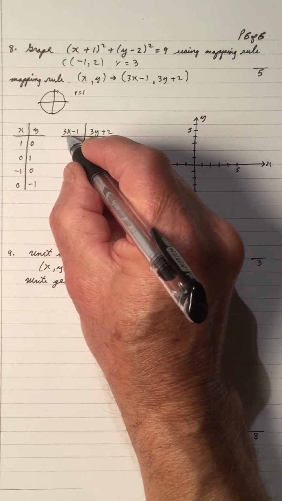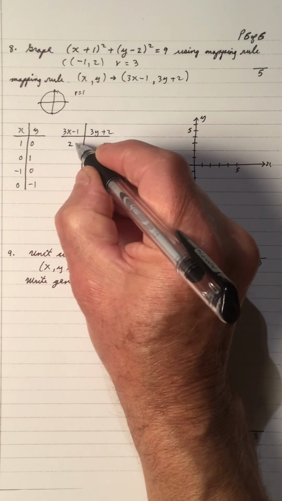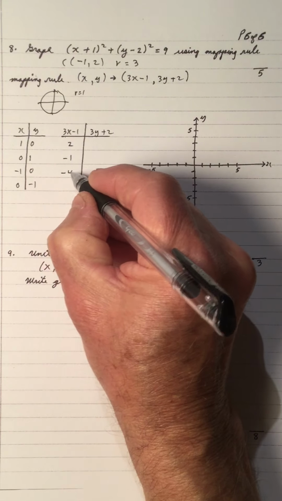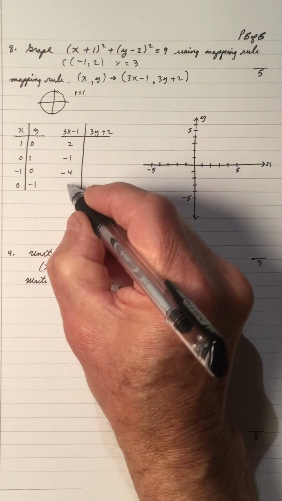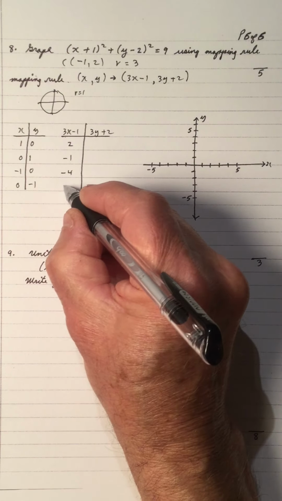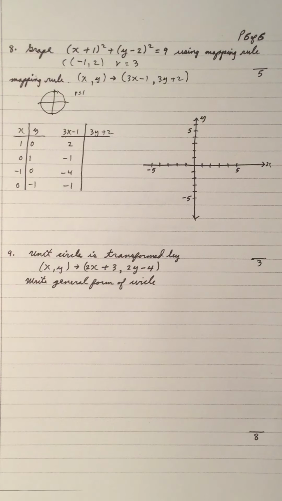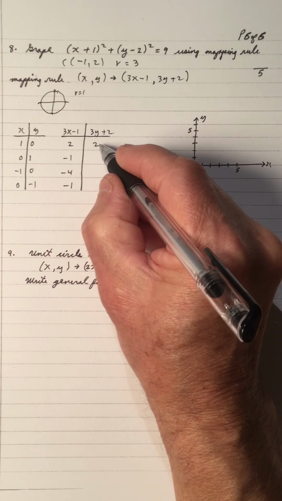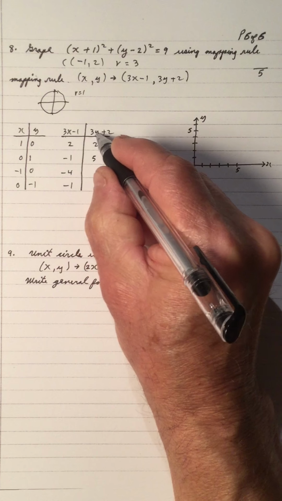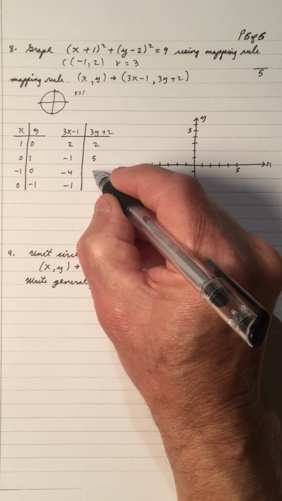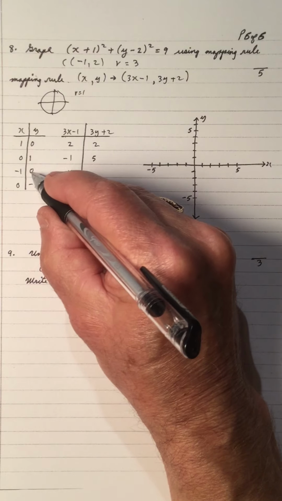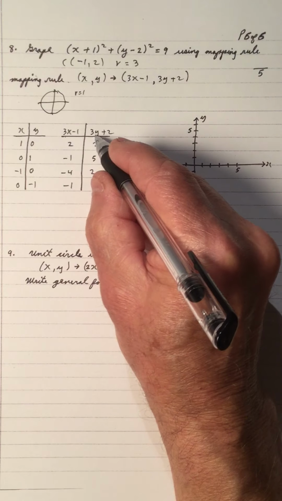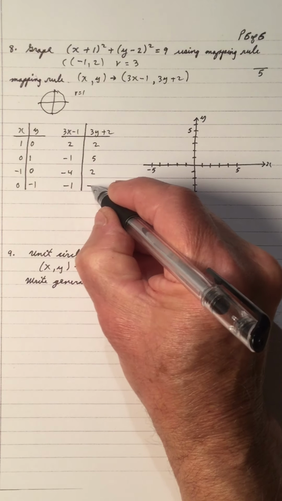So put 1 in, 3 minus 1 is 2, put 0 in, we get -1, put -1 in, -3 minus 1 is -4, put 0 in, excuse me, I get -1. Put a 0 in for y, we get a 2. Put 1 in for y, 3 plus 2 is 5. Remember I'm taking these values here and subbing them in. 0 in for y, we get a 2. Put a -1 in for y, -3 plus 2 is -1.